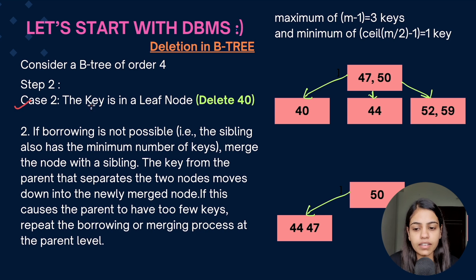Now consider another case that the key is again in a leaf node, but when we are deleting a given key, it can't even borrow from the sibling because the sibling also has the minimum number of keys. So consider that I have to delete 40.